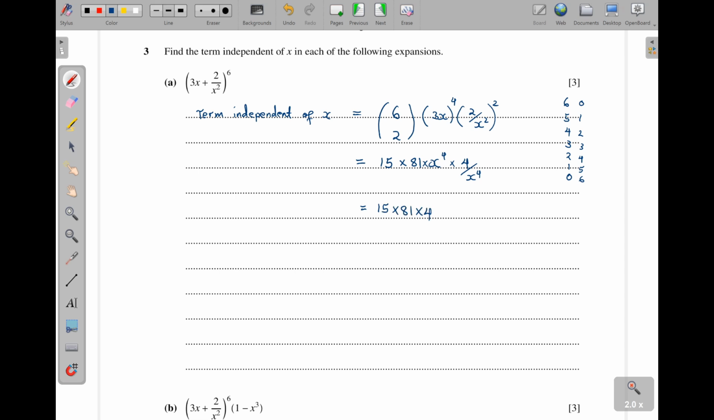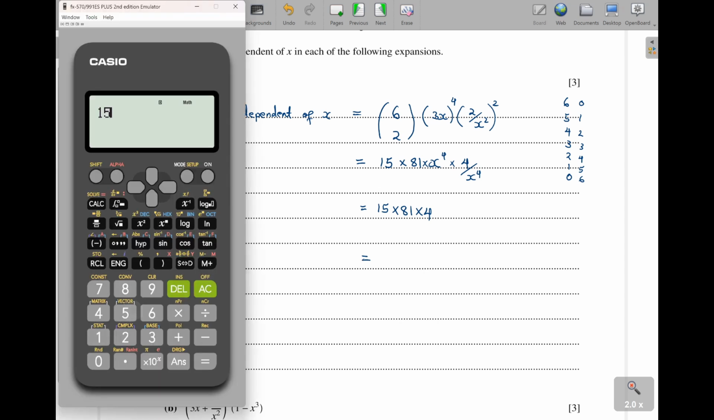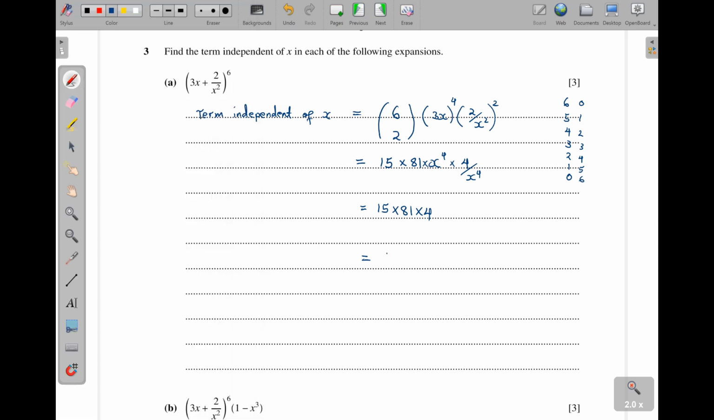Now, we are having 15 times 81 times 4. So what do we get altogether here? 15 times 81 times 4 is 4860. So 4860 becomes our answer for part A. And then part B, we are also finding the term independent of x in here, okay?